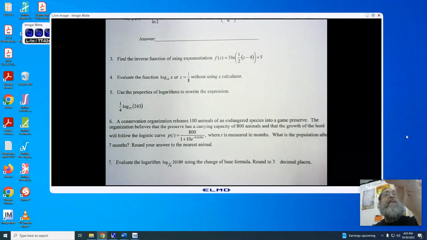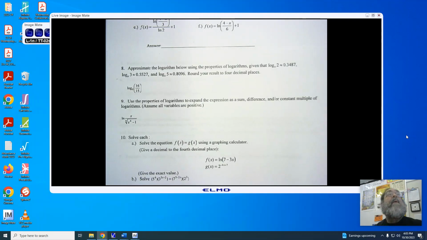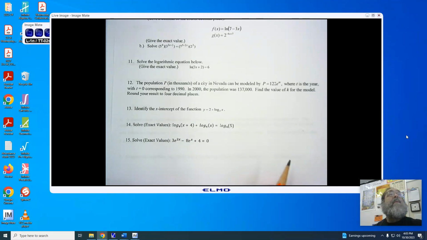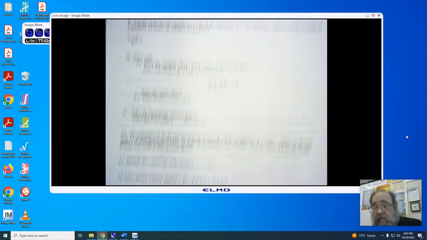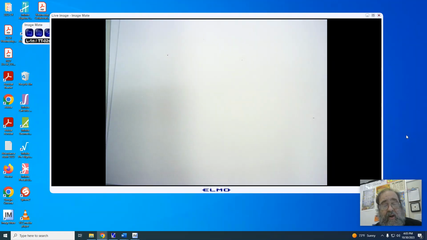Zoom out just a little bit so you can see it all. And going to the second page, the other side, here we have 8, 9, 10, A and B. And then we have 11, 12, 13, 14, and 15. Now, I'm not entirely sure how long this video will be, so I may end up having to break it up into 2 parts, but I'm going to go ahead and start.